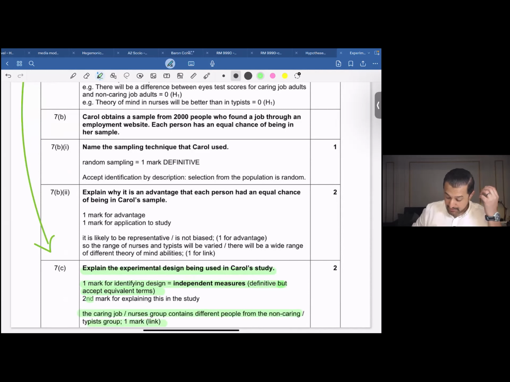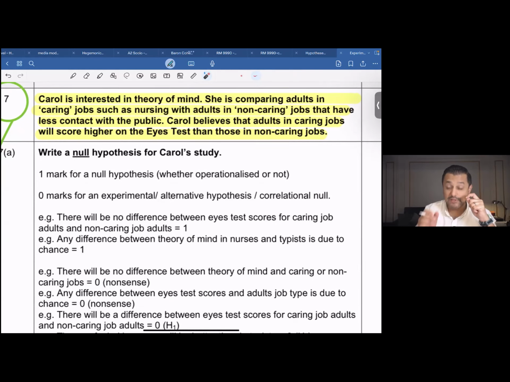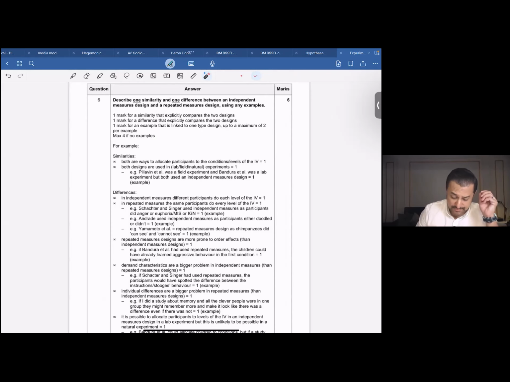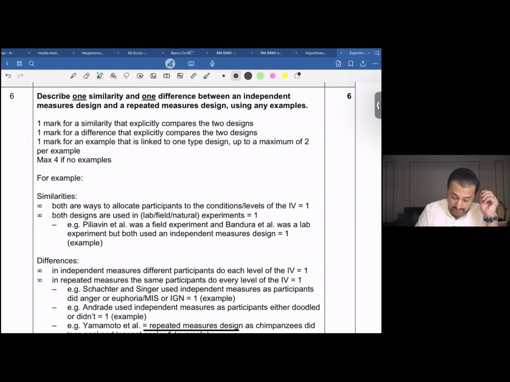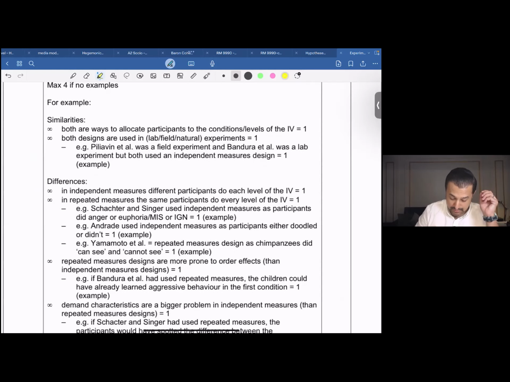Remember, my dear, keep the definition in mind. An independent measures design is when different participants are made to go through different experimental conditions. Now, we have also had a 6 mark question on this. Describe one similarity and one difference between an independent measures design and a repeated measures design using an example. You might as well pick up similarities and differences from here.